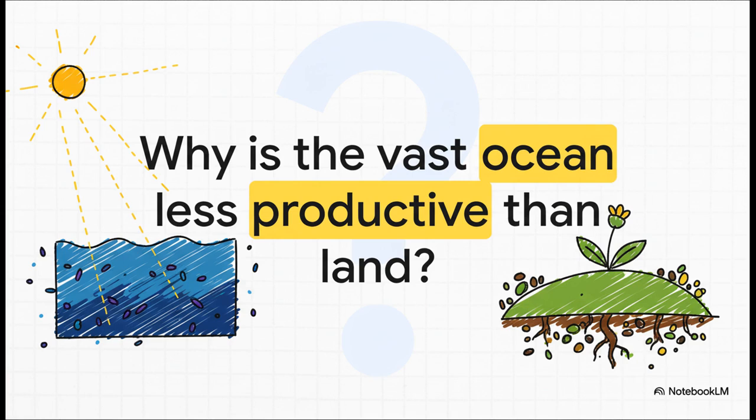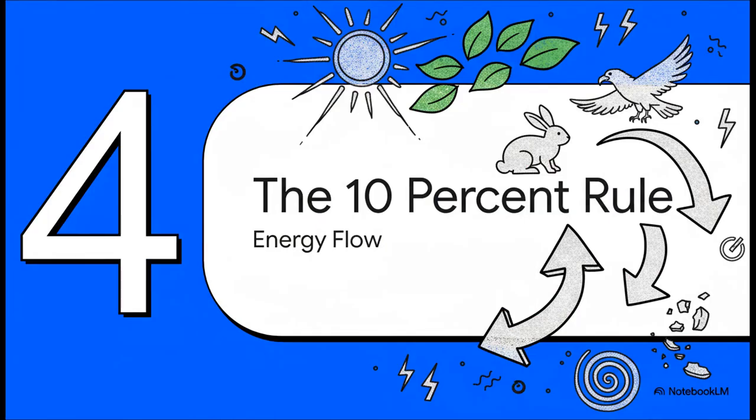First, sunlight, the fuel for the whole process, just can't get very deep into the ocean. And second, some of those really crucial nutrients, like nitrogen, are way less available in seawater than they are in the rich soil we find on land. All right, so we've got all this energy being produced. But the big question is, how does it actually move through an ecosystem? Well, that is governed by a fundamental law, the flow of energy.